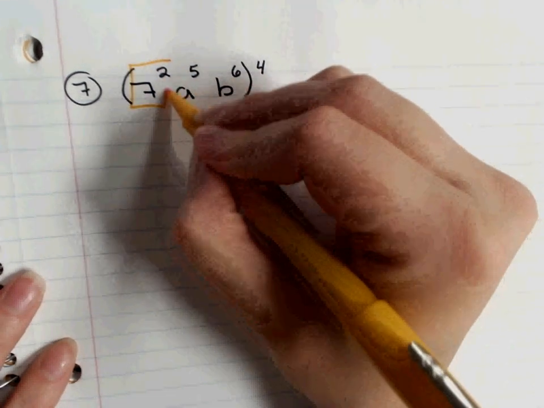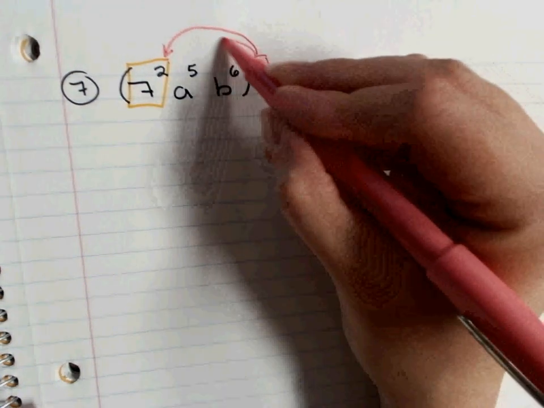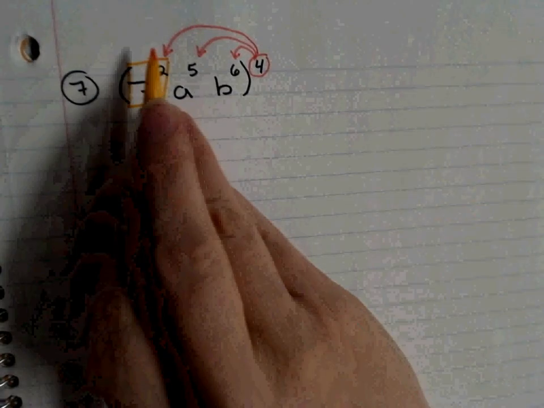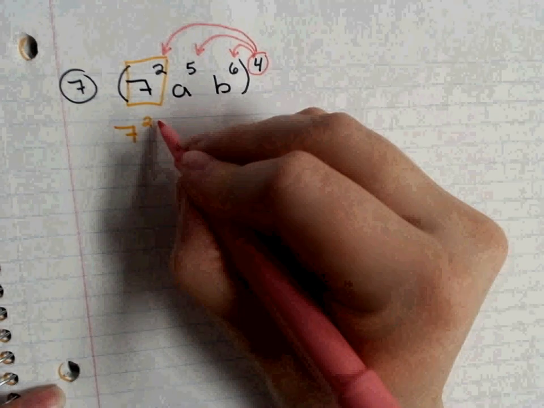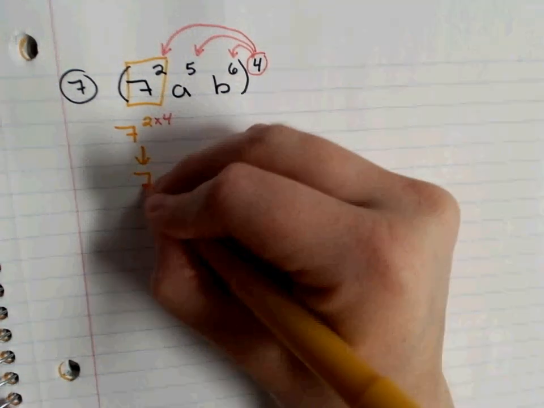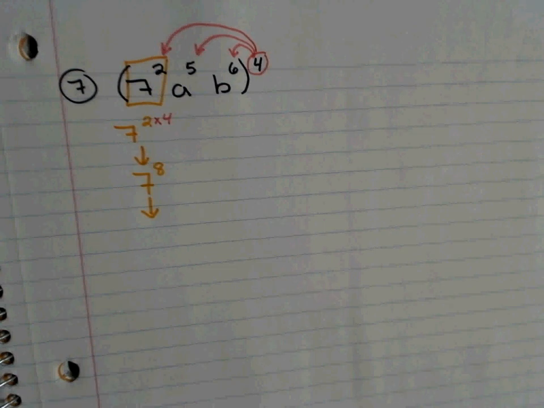So break it down piece by piece. Let's start with 7 to the 2nd power. We're going to distribute this 4 that's on the outside to each individual exponent. So 7 to the 2nd is now going to become 7 to the what? 8th power, right? Because we're going to do 2 times 4. That becomes 7 to the 8th power, which will become what? What's 7 to the 8th power?